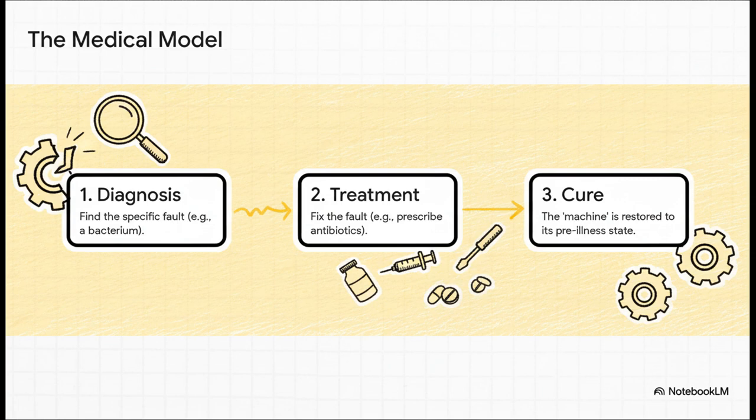And you know what? We have to give it credit. This model is incredibly good at solving certain kinds of problems. Let's take something like pneumonia. Step 1, find the fault, a specific type of bacteria. Step 2, fix the fault. Give the patient an antibiotic to kill it. And bam, the machine is fixed, it's cured. For those kinds of acute infectious diseases, this approach is literally a lifesaver.